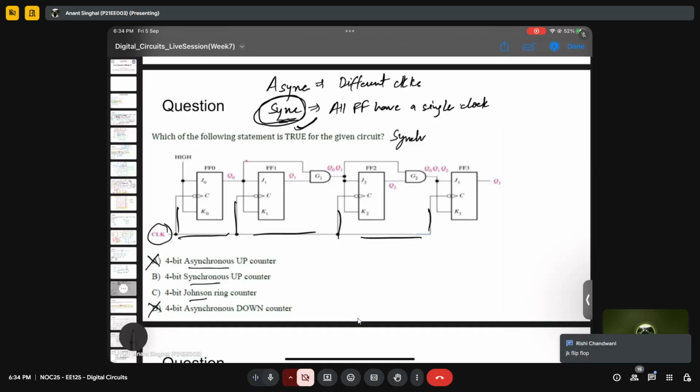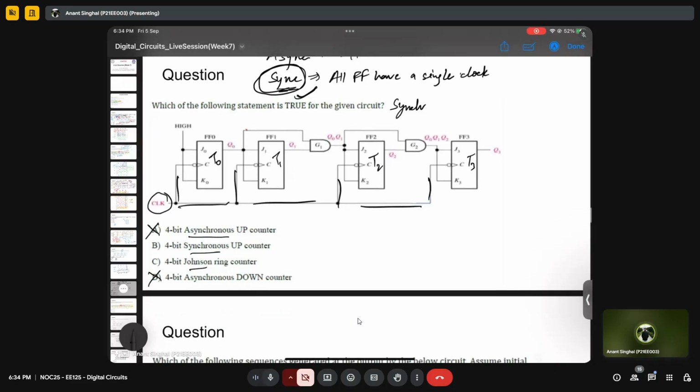You can see that J and K are both connected together in all the cases, which is nothing but a T flip-flop. So all of these are T flip-flops. So this is T0, this is T1, this is T2, this is T3. As we have done in the previous class for the conversion of flip-flops, when both J and K are connected, it is always a T flip-flop. So let's try it out. Maybe I can also do it.